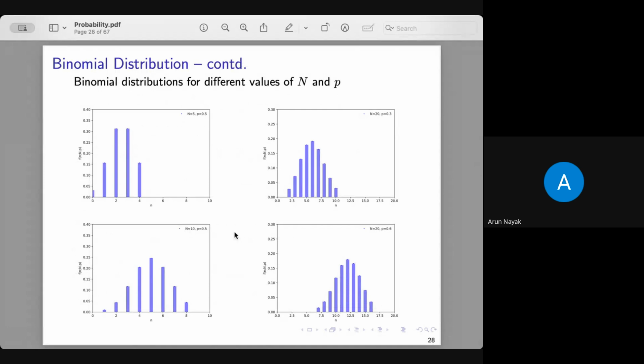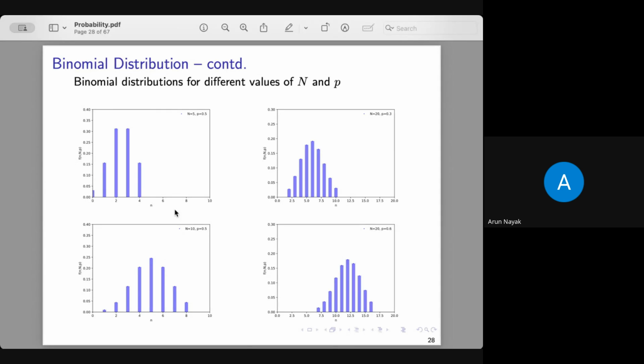You can see the distributions for different values of p and n. The top left one is for a total number of trials of 5, and the probability of success is 0.5. These bars give you the probability of getting 0, 1, 2, 3, and 4 successes. The probability of getting 5 successes is almost 0 in this case.